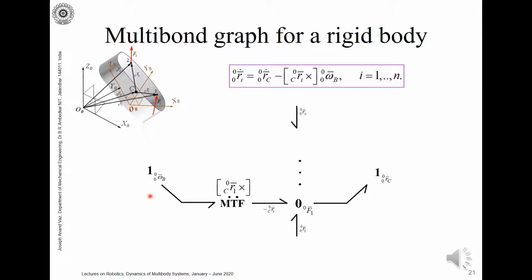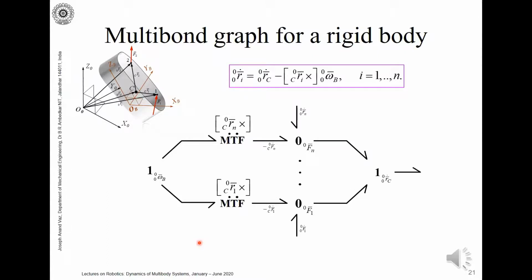We can do this for each of the points right up to the nth point. So you have the velocity of the nth point as equal to the velocity of the center of mass minus Rn with respect to the center of mass expressed in 0 cross the angular velocity of the body observed and expressed in the frame 0. So this is the kinematic structure on which we are now going to establish the dynamics.